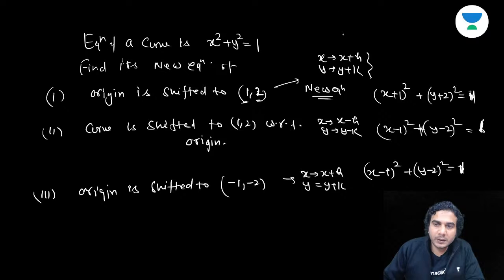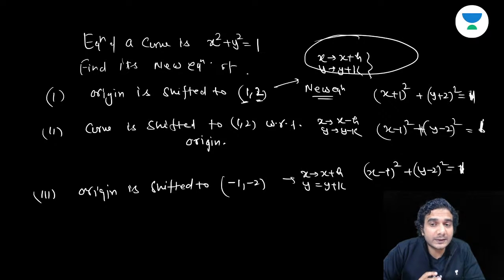Have you understood? So when you are shifting the origin, then x will be replaced by x plus h and y will be replaced by y plus k to get the new equation. But when the curve is shifted, keeping the origin the same, shifted, translated, without rotation, then we'll get the new equation by replacing x by x minus h and y by y minus k.